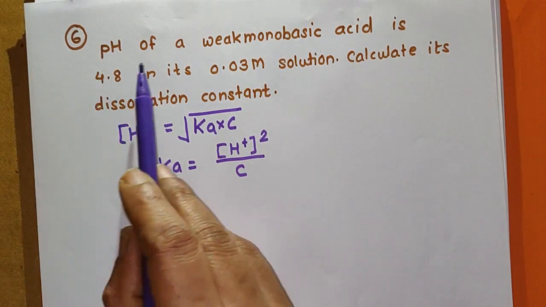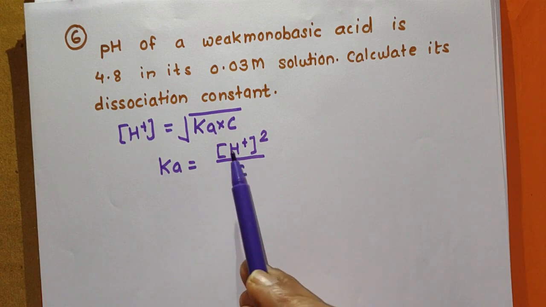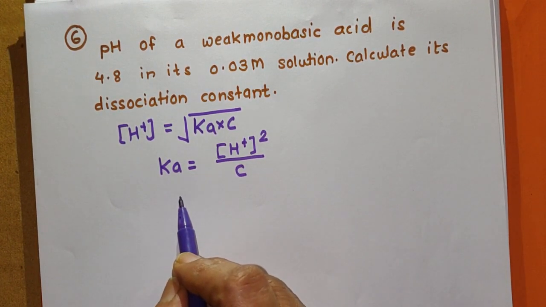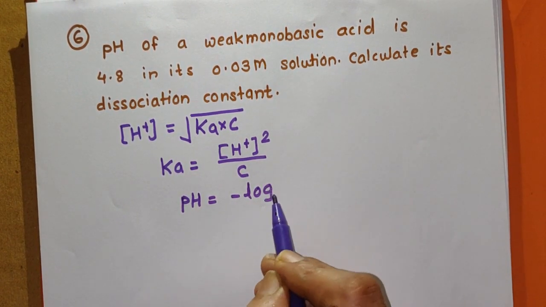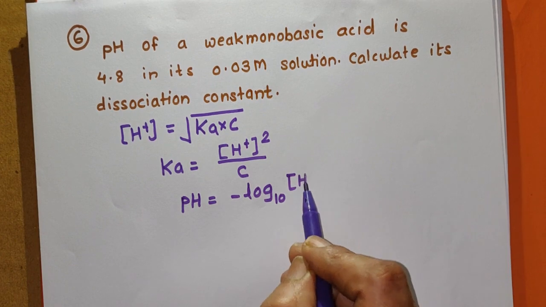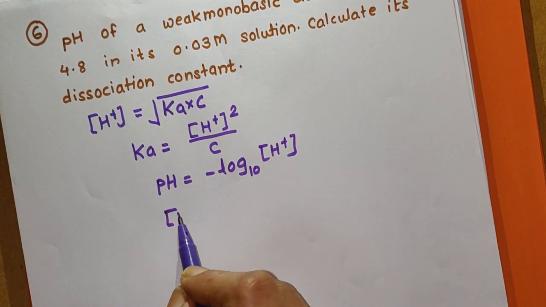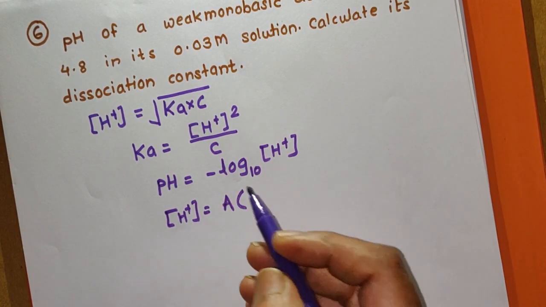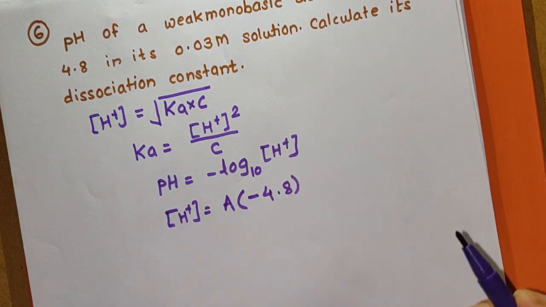Now here, what is given? The pH of the solution is given, 4.8. From this, you have to determine the concentration of H plus by the same method. Again, you know that pH is equal to minus log to the base 10 concentration of H plus. Like this, the concentration of H plus is equal to antilog of minus pH. So it is equal to minus 4.8.